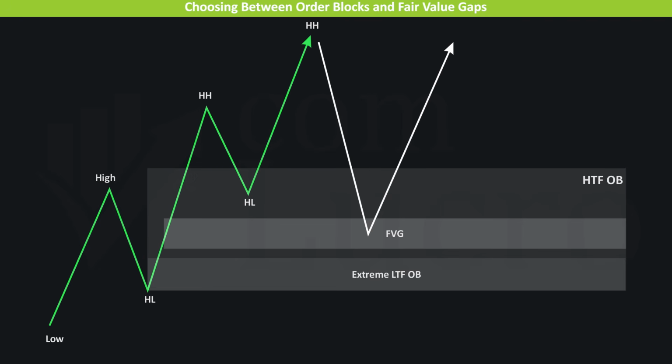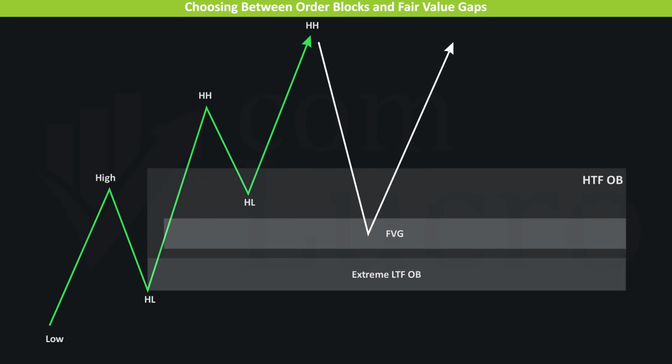As mentioned earlier, on time frames such as the 15-minute or 5-minute chart, price is much more likely to react to the fair value gap that appears above or below the order blocks and reverse from that gap before reaching the extreme lower time frame order block. Using lower time frame fair value gaps as entry points can be highly effective. Entries based on fair value gaps tend to produce a higher activation rate compared to relying solely on extreme order blocks.